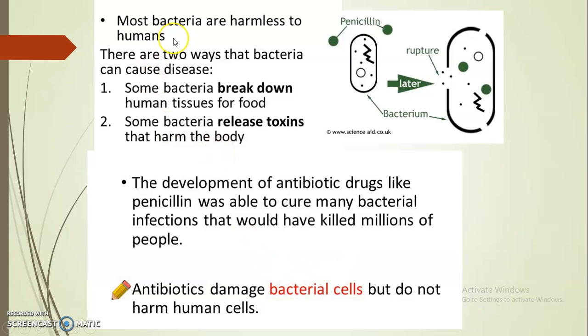And what antibiotic is doing: most bacteria are harmless to humans. There are two ways bacteria can cause diseases. Some bacteria break down human tissues for food. Some bacteria release toxins that harm the body. But what an antibiotic like penicillin is doing, this is the bacteria and this is the bacterial wall. Once penicillin enters, it can rupture this bacterial wall. The development of antibiotic drugs like penicillin was able to cure many bacterial infections that would have killed millions of people. So what antibiotic does is it damages the bacterial cells but does not harm human cells at the same time.